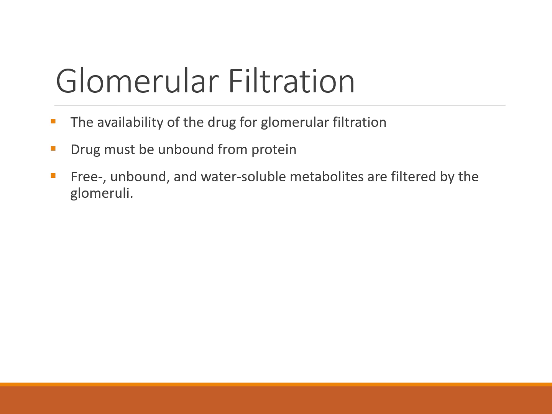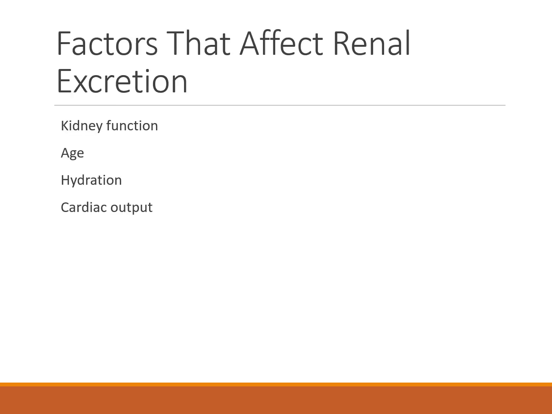So it's typically only excreted when it's unbound from those proteins, because proteins are too big to go through this system. That's how I like to think about that. So free, unbound, and water-soluble metabolites are filtered by the glomeruli. Factors that affect renal excretion are kidney function, age, hydration, and cardiac output. Obviously, that all makes sense. If you've got good kidney function, you're going to be fine. You're going to get these drugs out of your body.